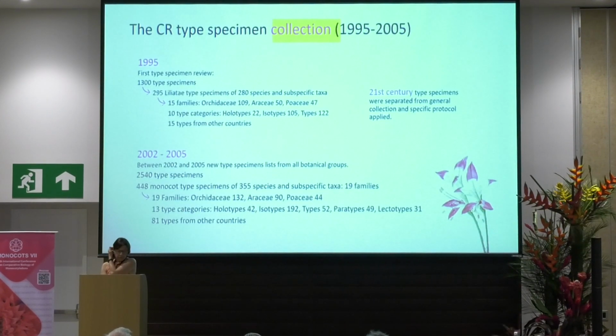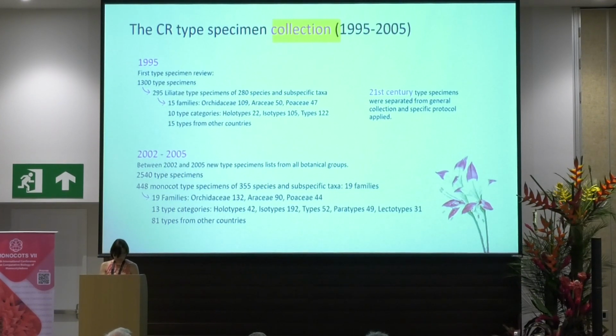Until 1995, there was not a systematic registry of the type specimens in the Herbarium, nor a type collection. This first review included only the Liliate group and listed just 295 type specimens of 280 taxa. The Orchidaceae family had a very important number of type specimens. At the beginning of the 21st century, the Herbarium decided to separate the principal type specimens, which are holotypes, syntypes, isotypes, from the general collection, and a specific protocol began to be applied for these important specimens.